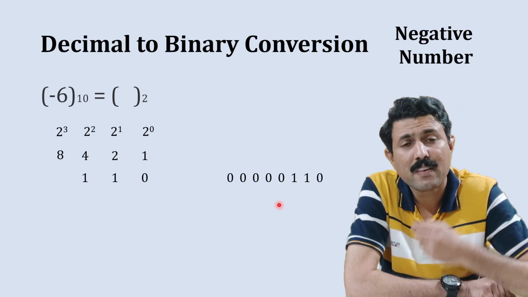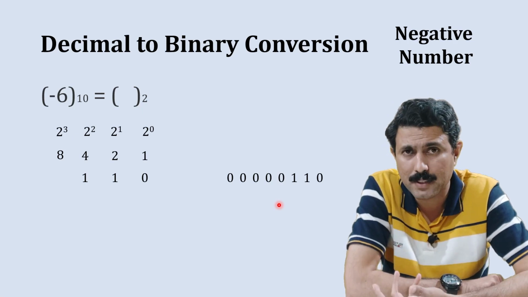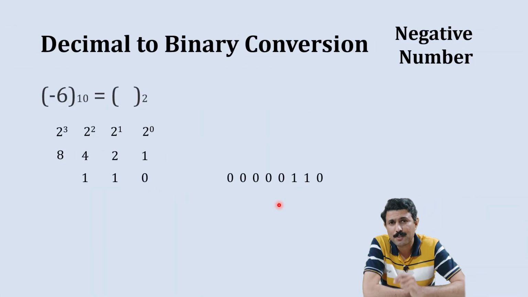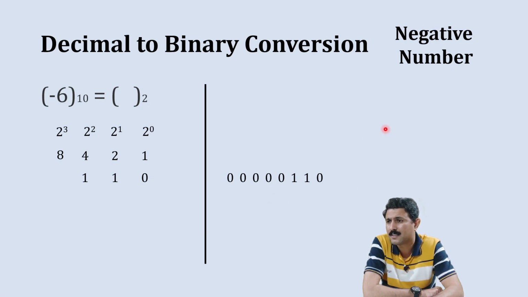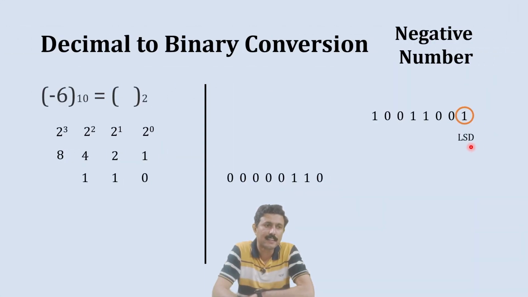But the question is, right now why are we dealing with these 4-bit and 8-bit combinations? Let me explain this with one example. For example, we have this number 100110001. So this bit is the least significant digit of this number. This digit is the most significant digit of this number.